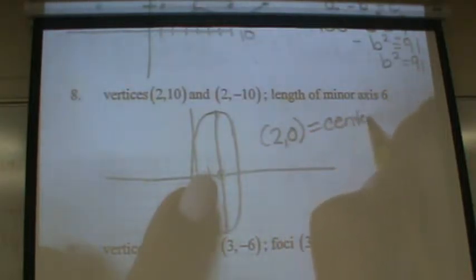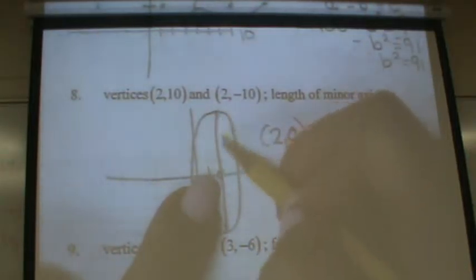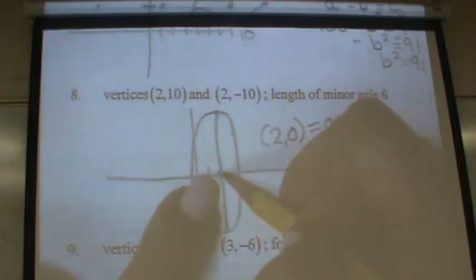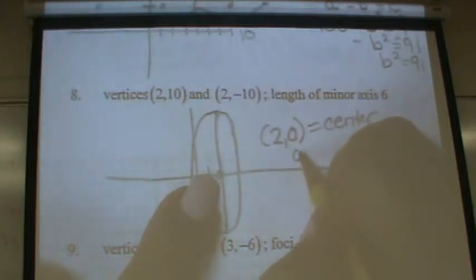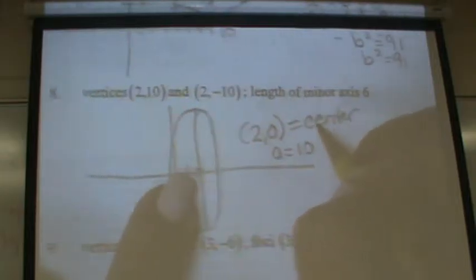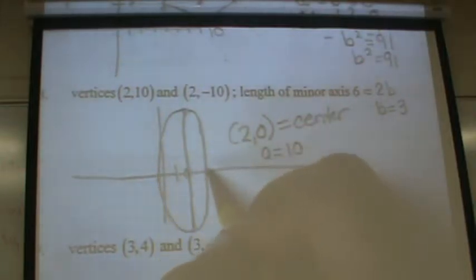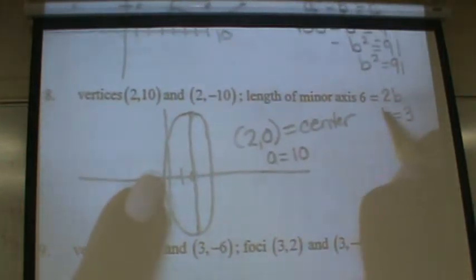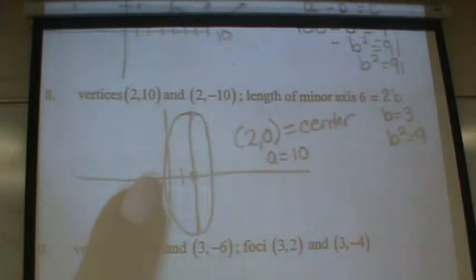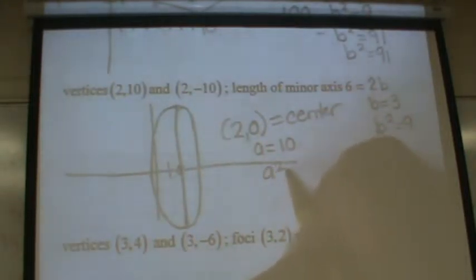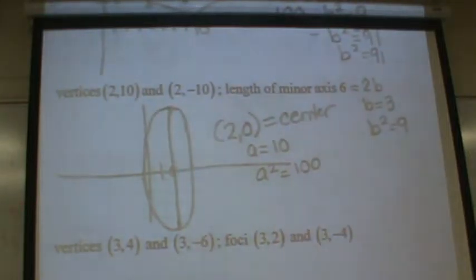What else do you know? From here to here is what? 10. What is that called? A. And your minor axis is equal to 6, which is 2b. So what's b? 3. Half of that. From one minor axis to the other is 6 units long, so half of that's 3. So what's b squared? 9. What's a squared? 100. Give me the equation now.